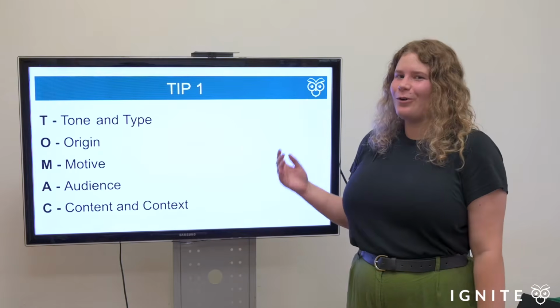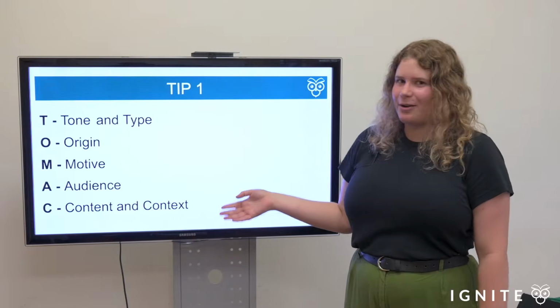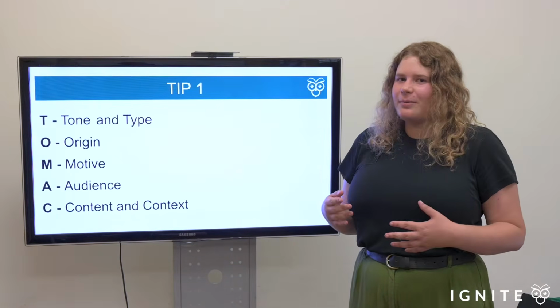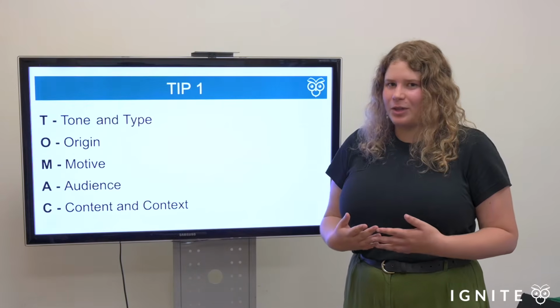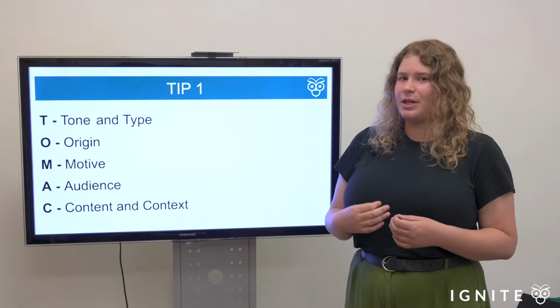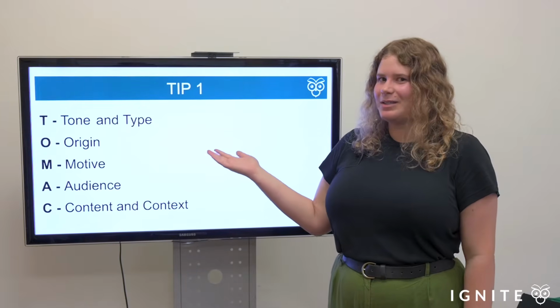My first tip for answering source questions in the HSC is to have this acronym in your back pocket. This is called TOMAC. So this is an acronym that you should keep in the back of your mind when looking at the source to help you analyze all the different aspects of it and to make sure that you're not missing anything. Letter T has tone and type.